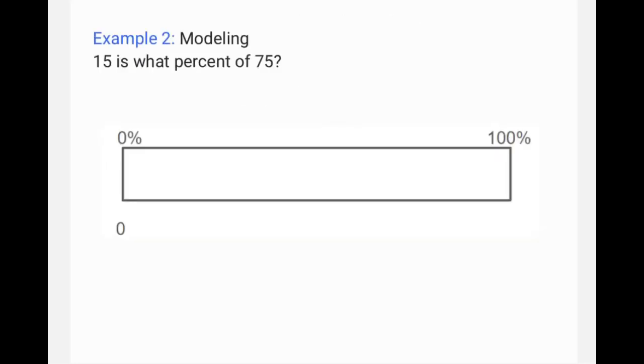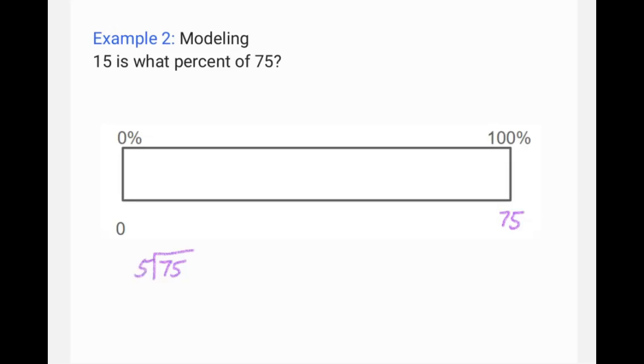In example 2, the question asks 15 is what percent of 75? So similar to example 1, we have the top is 0% to 100%, and on the bottom we have 0, and in this case 75, because we're looking for 15 is what percent. So the bottom number is what we're looking for, and the top number of the percent as well. When you're given a bar like this, you're trying to figure out how many times can I divide this evenly? The bottom number is 75. What goes into 75 that I can divide evenly? And probably it will be 5.